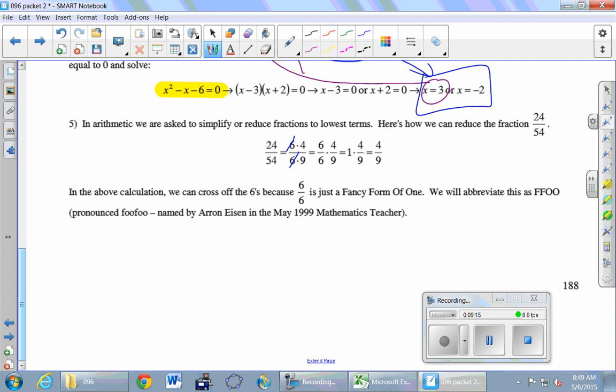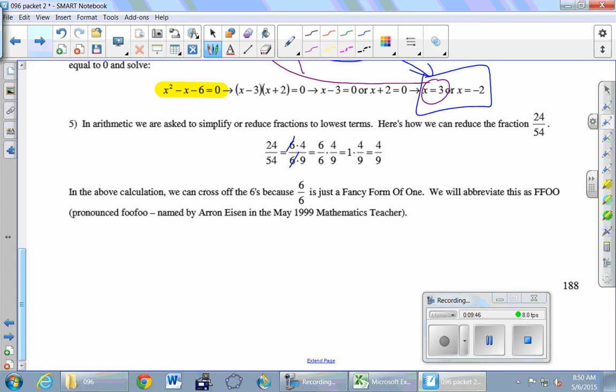So in the above calculation, we cross off the 6's because 6 over 6 is a fancy form of 1. This is a phrase that we're going to be using over and over again in the next few classes. But 6 over 6 is just a fancy way to write the number 1. And if you see a fancy way to write the number 1 and it's multiplied, then you don't even need to write it in the first place. So FFOO is our abbreviation for fancy form of 1. That is not really pronounceable, so we're going to make up a pronunciation. We're going to call it a foo-foo. Right? Fancy form of 1.